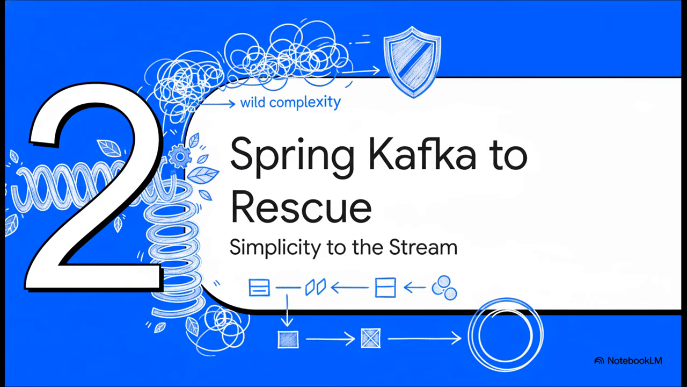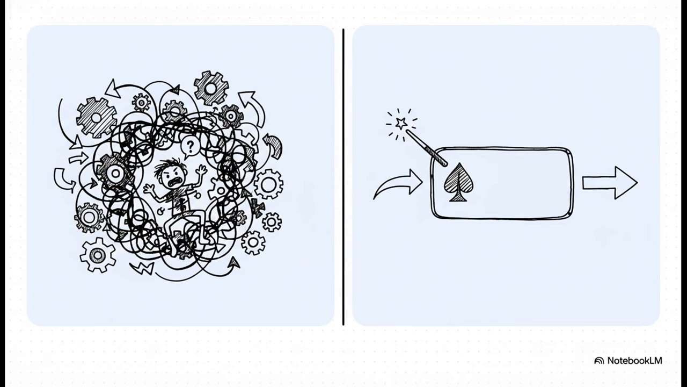And this is where our hero enters the scene. Spring for Apache Kafka. You can think of it as a toolkit that's specifically designed to take all those familiar, powerful concepts from the Spring world and apply them to tame the wild complexity of Kafka. And the difference is like night and day.